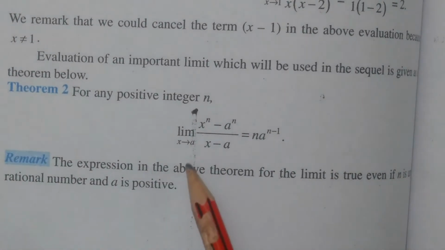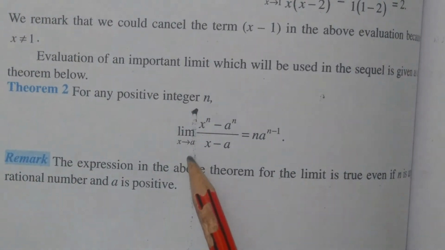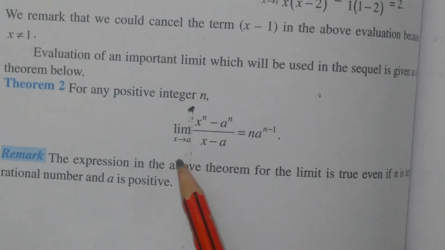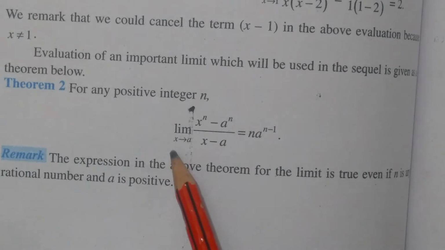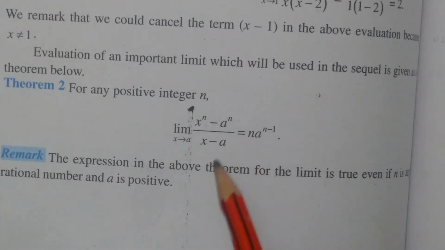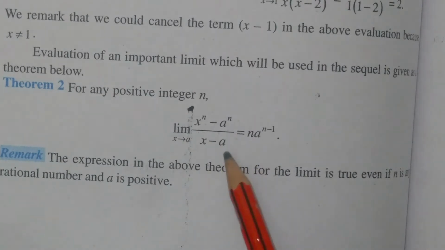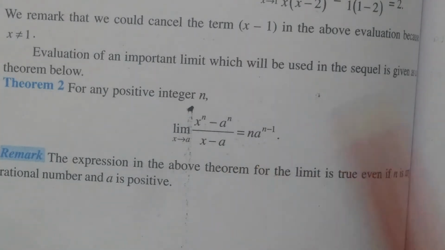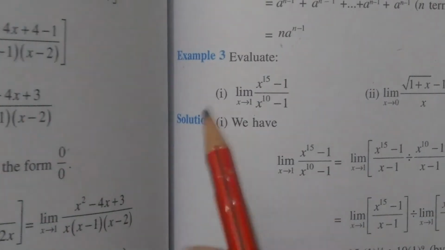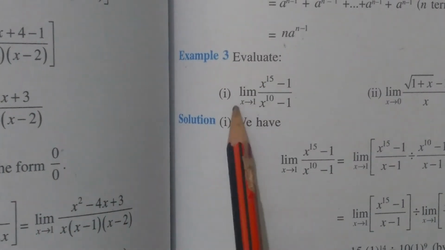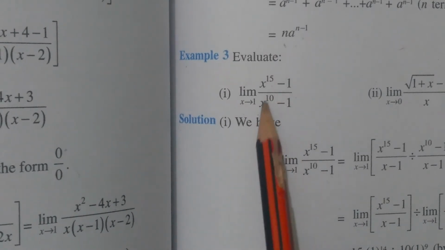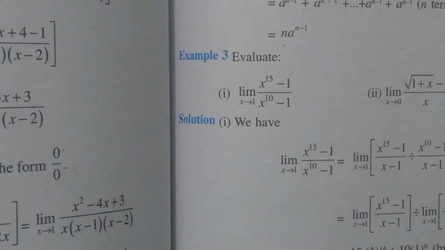Now this should be on the fingers whenever we are going to solve questions in connection with limits. Limit x approaches a, (x raised to power n minus a raised to power n) divided by (x minus a) is equal to n times a raised to power n minus 1. We can see this example: limit x approaches 1, (x raised to power 15 minus 1) divided by (x raised to power 10 minus 1).